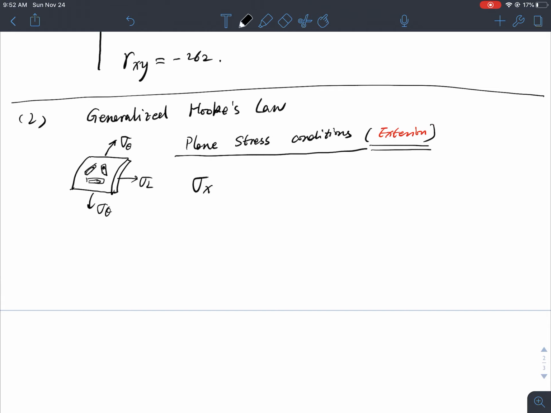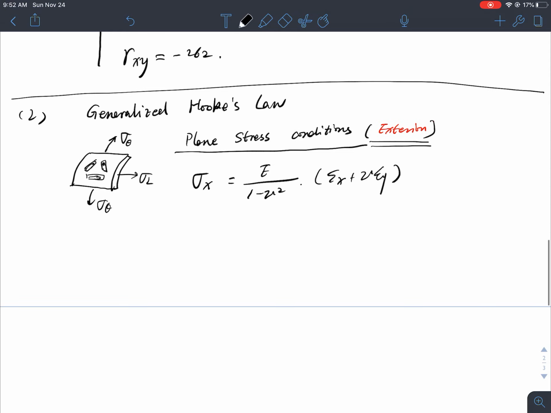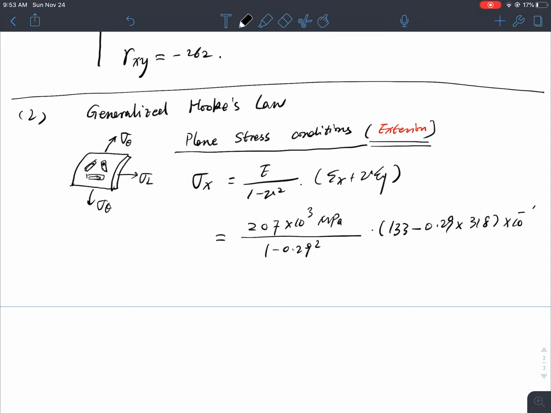So sigma x equals E divided by 1 minus nu squared, times the strain epsilon x plus nu epsilon y. This gives me 207 gigapascal, multiplied by 3 megapascal, divided by 1 minus 0.29 squared, multiplied by 133 minus 0.29 times 318, and don't forget the power of minus 6. Where does the power of minus 6 come from? It comes from the microstrain.